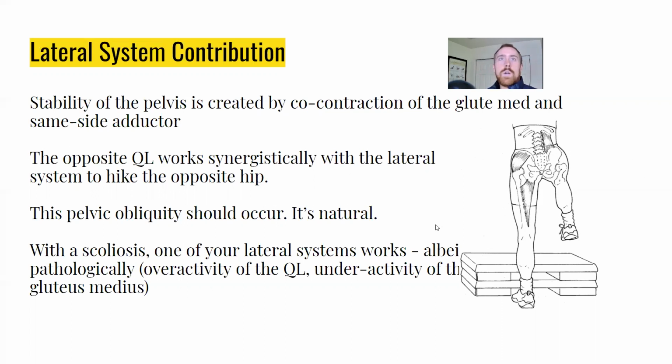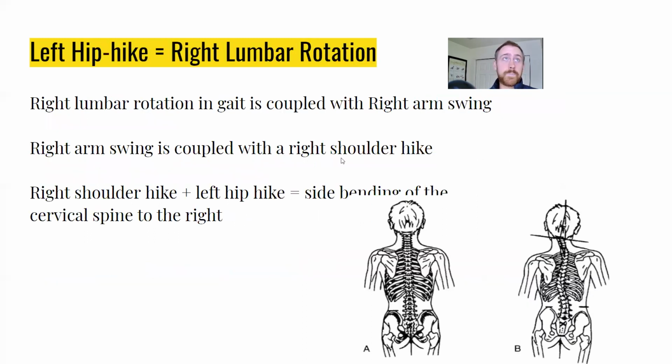So the opposite QL works synergistically with these muscles here. Okay. Pelvic obliquity should occur. That's natural. We want that. Okay. With a scoliosis, your lateral system still works, albeit pathologically. So there's usually overactivity of the quadratus lumborum and underactivity of the gluteus medius. That's typically the presentation that you're going to see when somebody's like, "Ow, my back hurts." Okay, and they're told they have a short leg and all that stuff, which is most people, if their back hurts, they usually have a short leg. Most disc bulges are posterior lateral in nature. Not all of them, but a large majority are.